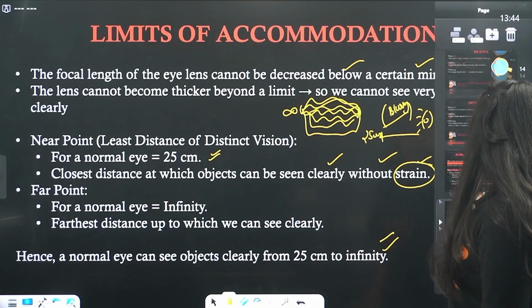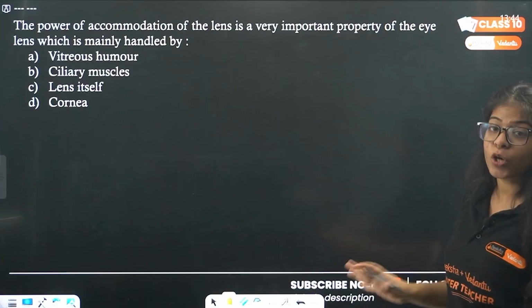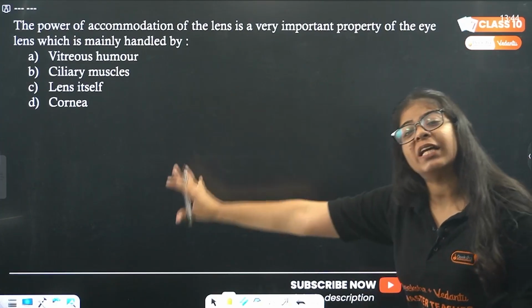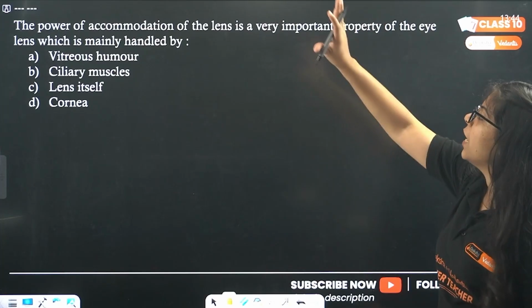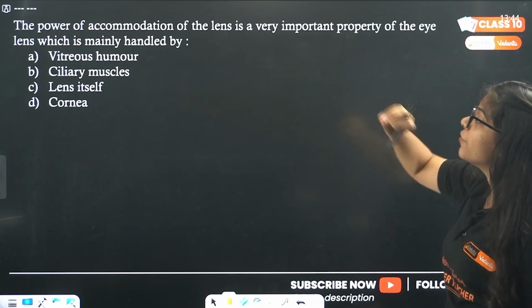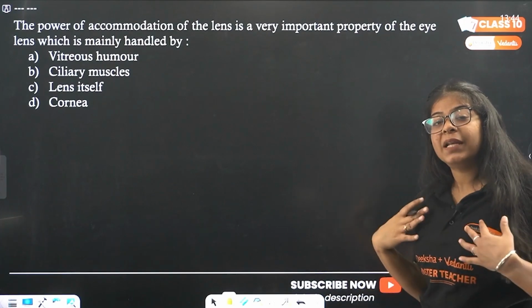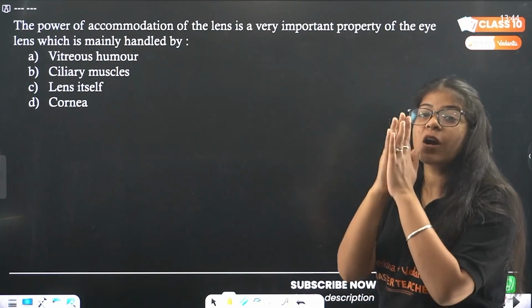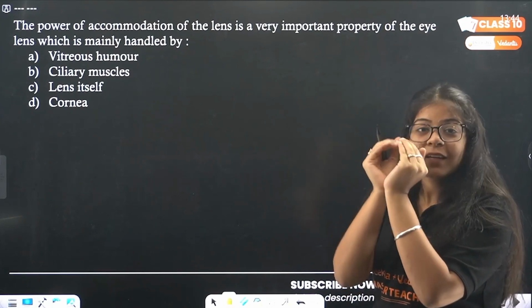Great. Now beta, we have a very important question, and more questions like these will also come based on whatever we studied in these slides only. Nothing will come from outside these slides. The power of accommodation of a lens is a very important property of the eye lens. Which part mainly handles it? Power of accommodation is my eye lens's ability to change its focal length. Contract, relax, thicker, flatten.